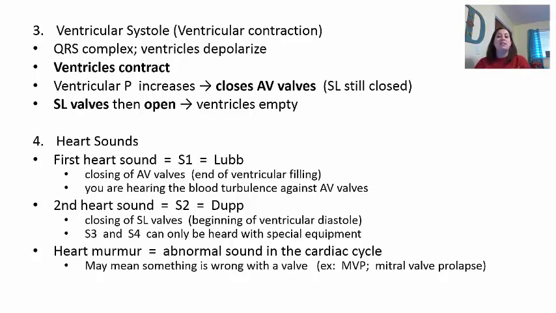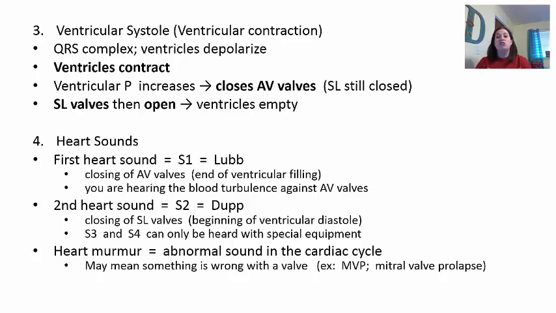Okay, so that's the dub. And so that's why a lot of times when you hear a heartbeat, it kind of sounds like lub dub, lub dub, lub dub. You're actually hearing the turbulence of the blood against these closed valves. There is also an S3 and S4 sound, but they can only be heard with special equipment. They cannot be heard with just the spirometer, with just your basic equipment.